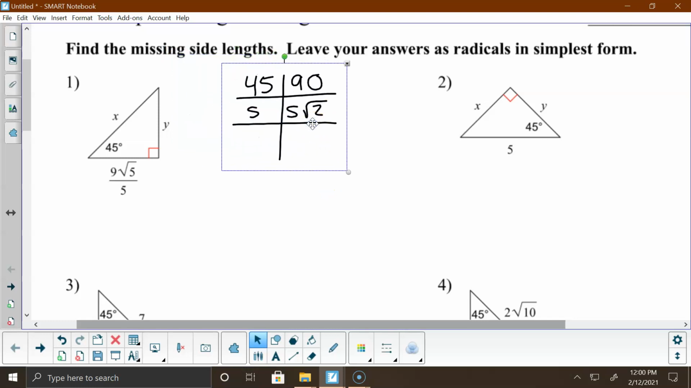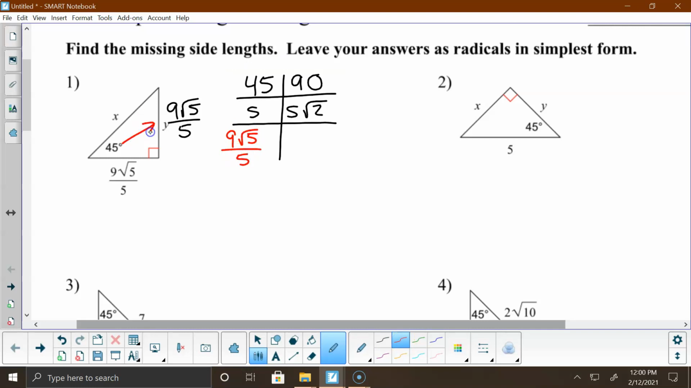So the reason I ask that is because if this leg right here is 9 root 5 over 5, what's y on it? This leg is 9 root 5 over 5. And it's a 45. Yeah, it's the exact same thing. All right, so I'm given, because that's directly across from my little 45 degrees.